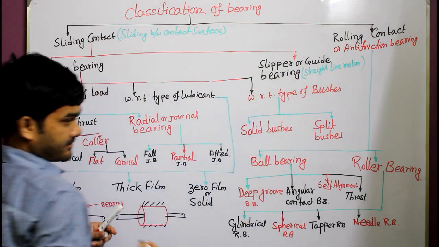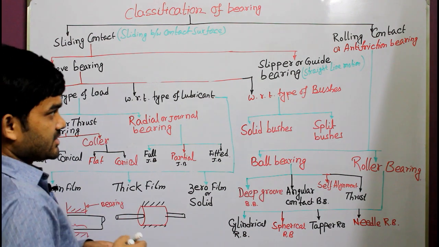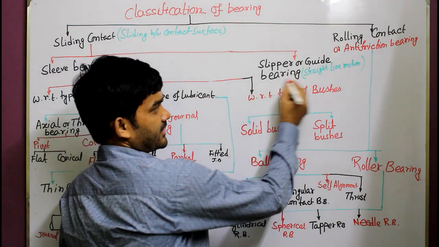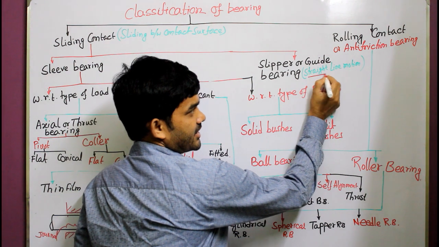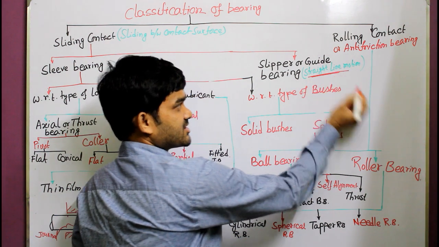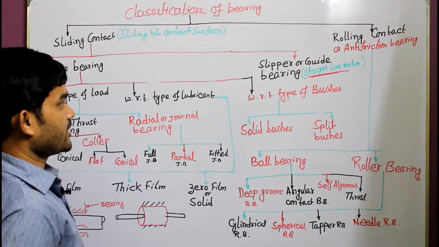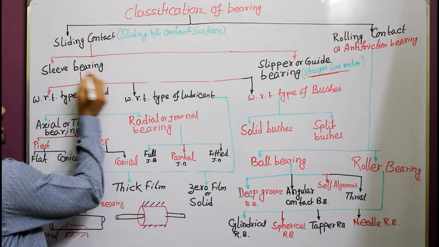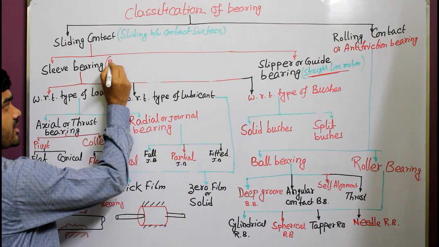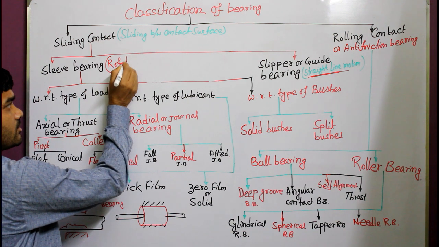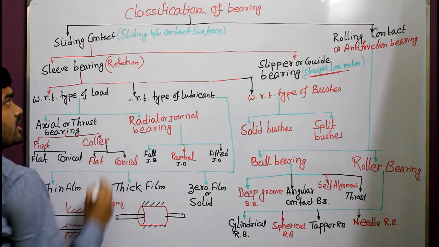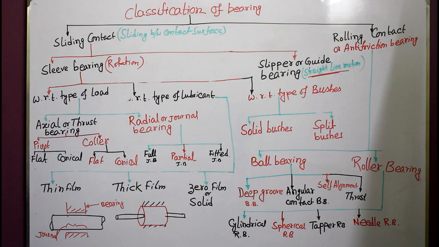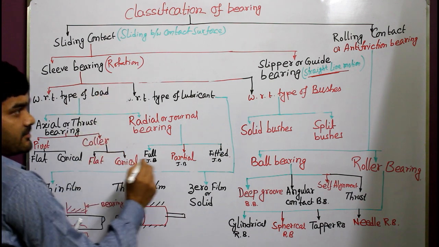Okay, so slipper or guide bearing means there will be a straight line motion. If the motion is a straight line, then we call it a slipper or guide bearing. And slip bearing means there is a rotation, so sliding will be in the form of rotation. So this is our slip and slipper.